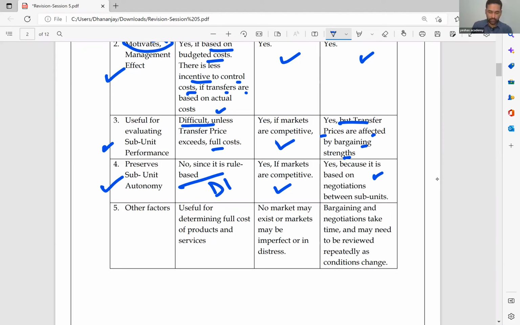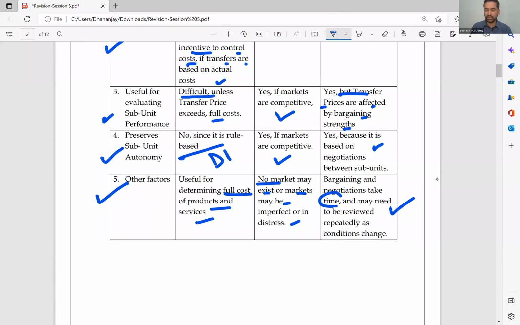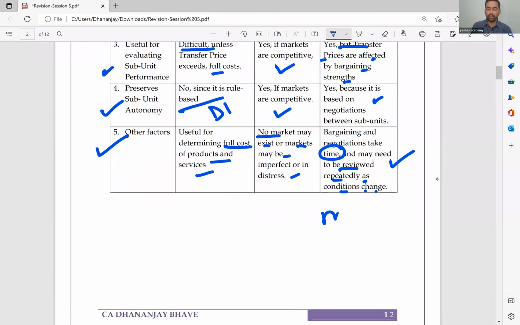Other factors: it is useful for determining the full cost of the product. No market may exist, or the market may be imperfect or in distress. So that's where the challenge comes. You will not be able to use this method. Bargaining and negotiation takes time. I already told you this, and this may need to be reviewed repeatedly as conditions change. Every month, if department 1 and department 2 are bargaining, quoting different prices, management cannot sit in between them and try to sort it out every month. Then this will drag on forever.